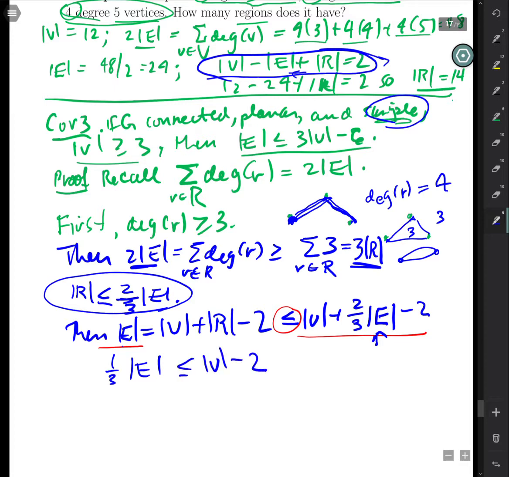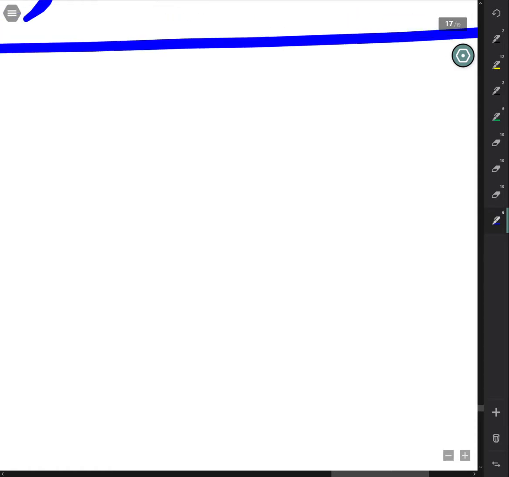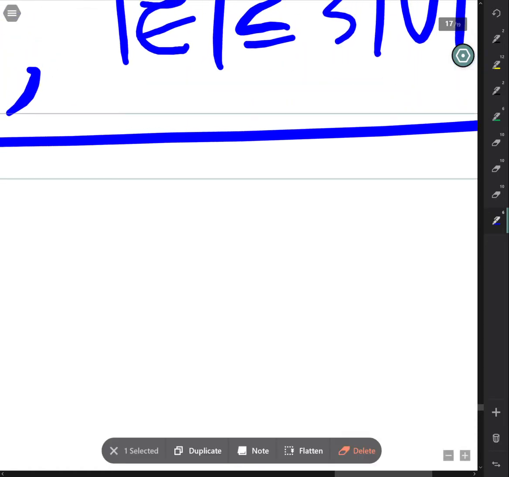And the final answer then is what we wanted. Multiply through by 3, and we get the number of edges is less than or equal to 3 times the number of vertices minus 6. Multiplying both sides by 3. Now, one of the reasons that we wanted to do this, I will show in the next video.